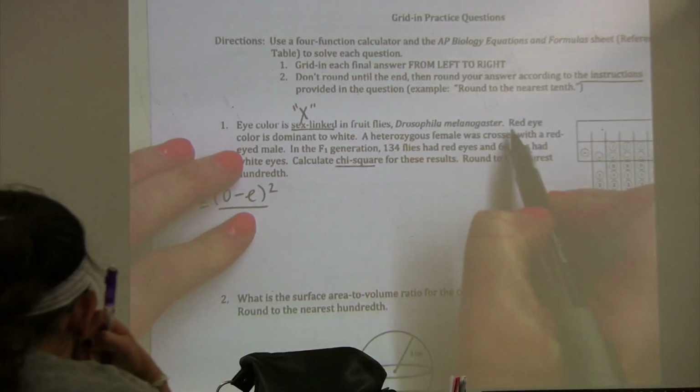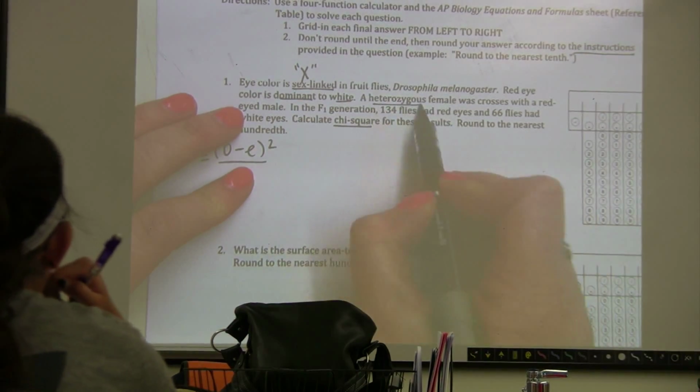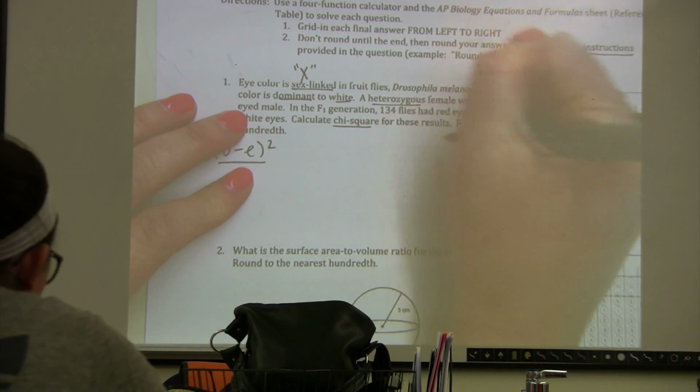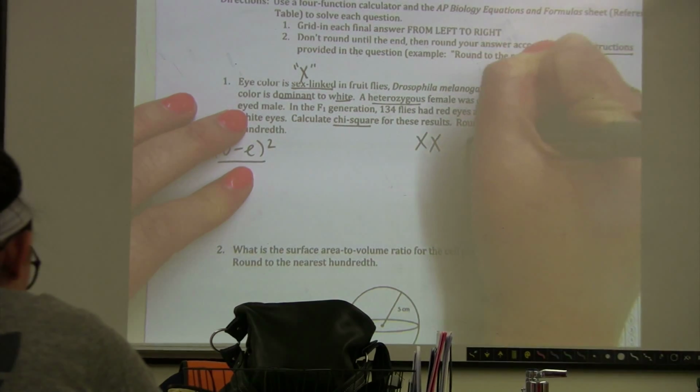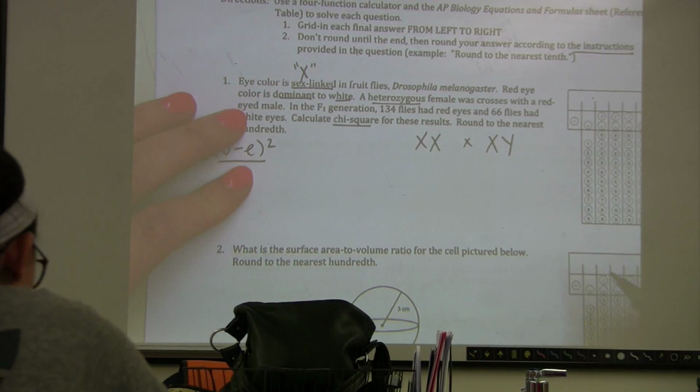Drosophila melanogaster, we know all about that guy. Red eye color is dominant to white. A heterozygous female, so we know we're dealing with gender, males and females. Let's write them out. We have a female, and we're going to have a male, because we're talking about mating for sexual reproduction purposes.